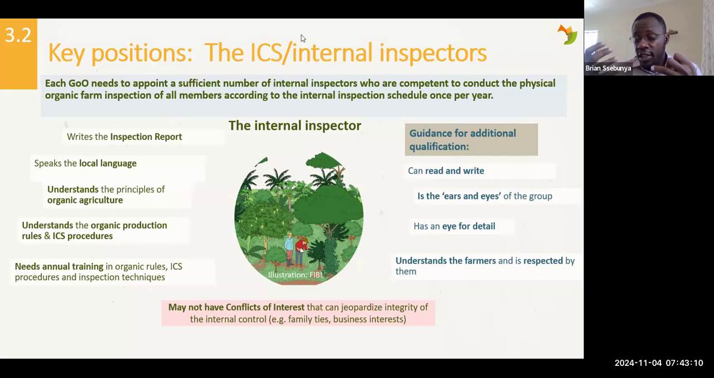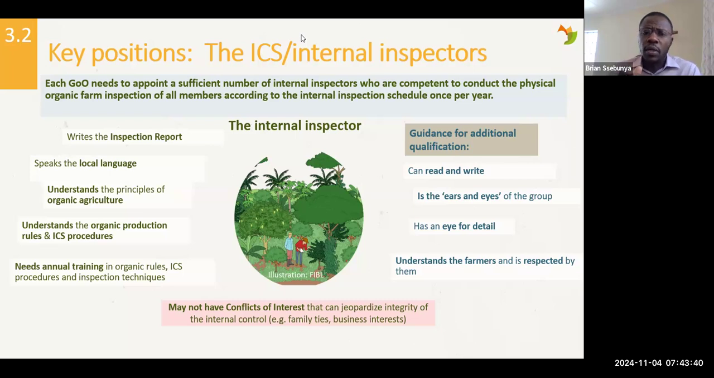Of course, they are the eyes and ears of the group, meaning they are inspectors. They should really have that competence to be able to audit. In other words, they have the eye for details, so as an inspector, should be able to probe and verify. You don't take the answer the farmer gives you, but you're able to ask the same question in different ways so that you're able to get the information you want. And of course, they understand the farmer and the production system.